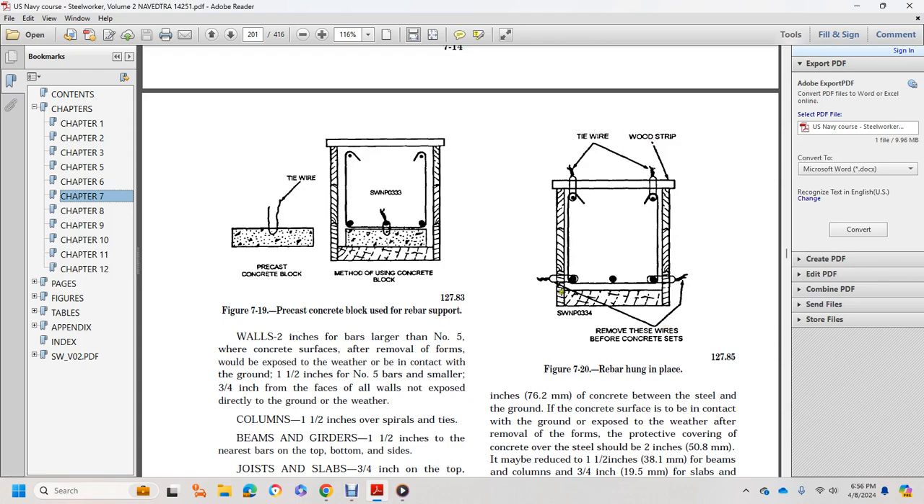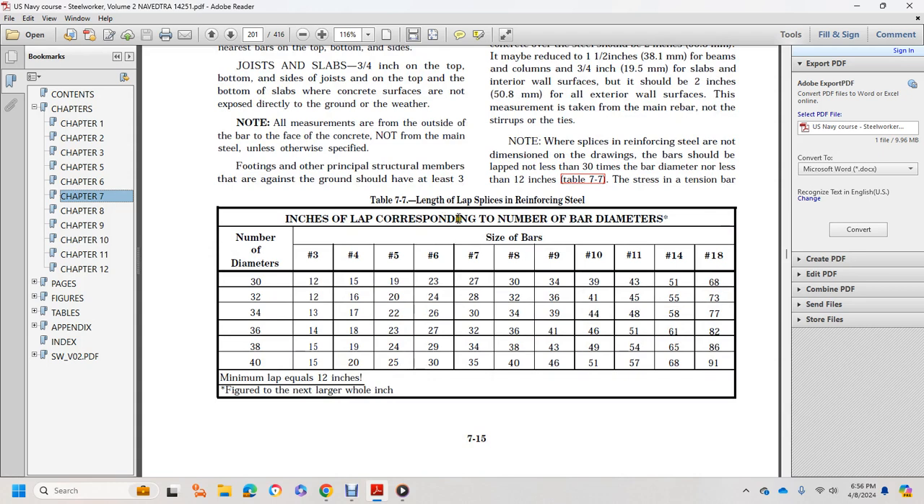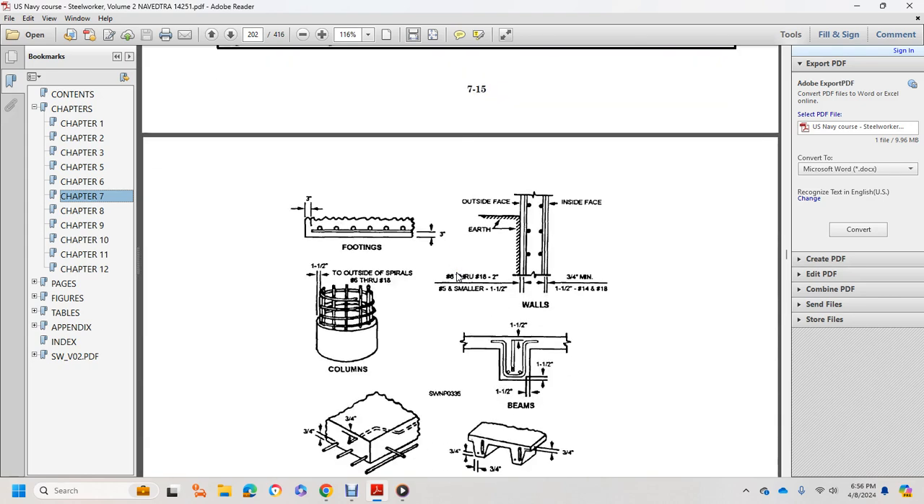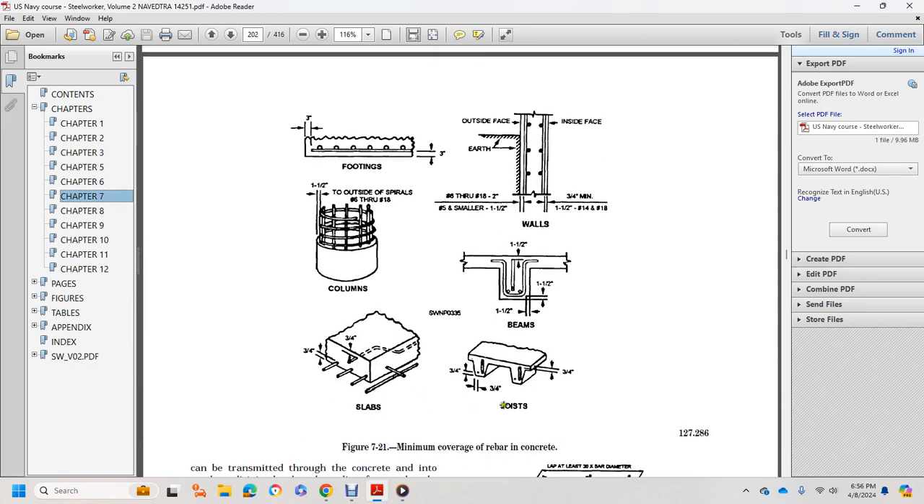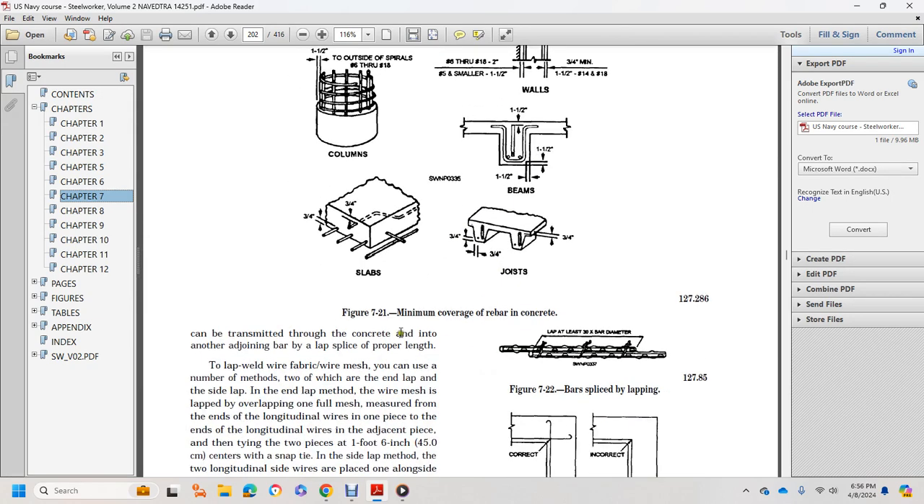Tie wires and wood strips. Figure 7.21 shows the length of the lap splice of the reinforcement, by diameter and size of the bars: 3, 4, 5, 6, 7, 8, 9, 10, 11, 14, and 18. It shows the footings, the columns, the walls, the beams, and the slabs and joists. Stress can be transmitted through the concrete into the adjoining bar with a lap splice of the proper length.